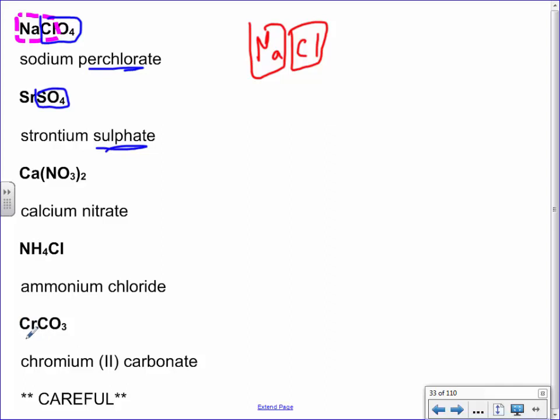I gotta point this one out here. Here I've combined stuff together. The CO3 is the carbonate. The Cr is the chromium. But chromium has more than one valence state, so I still had to put which Roman numeral it was. The carbonate is a 2- charge, which means the chromium must be a 2+ charge. So I have to put the 2 in Roman numerals here. Does that make sense?